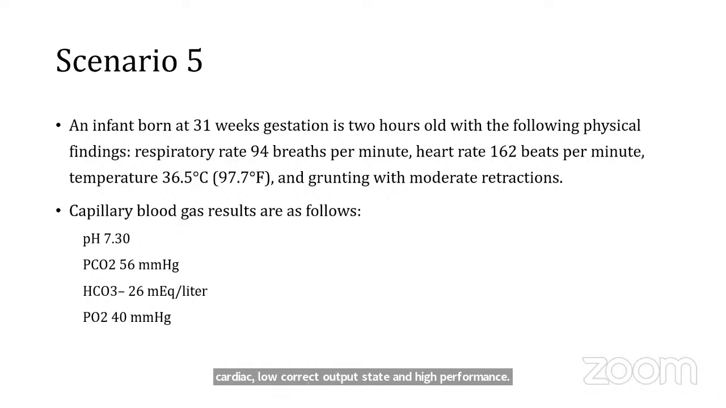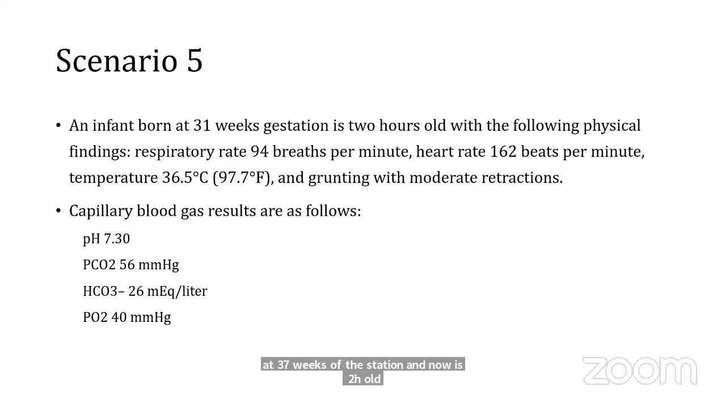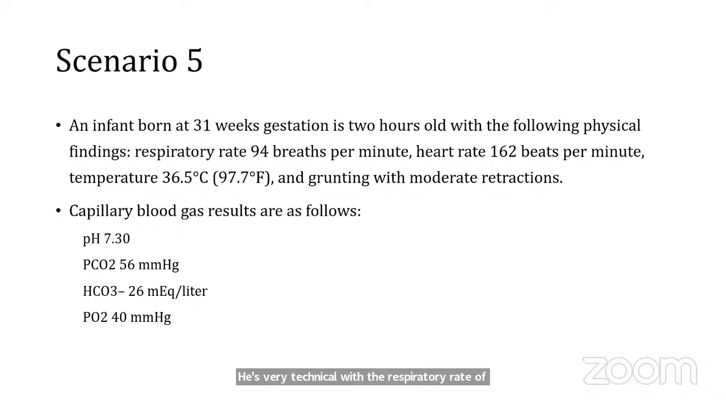Let's go to the fifth case scenario then. An infant was born at 37 weeks of gestation and now is 2 hours old. And the findings are as follows. He's very tachypneic with a respiratory rate of 94. The heart rate is 162. The temperature is 36.5. There is some grunting with moderate retractions.